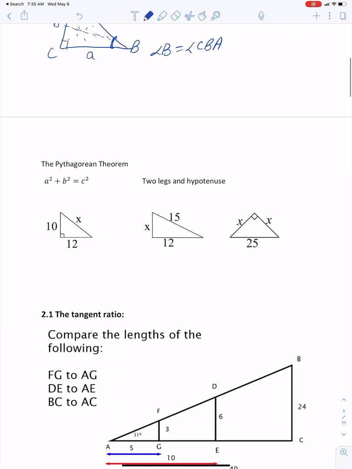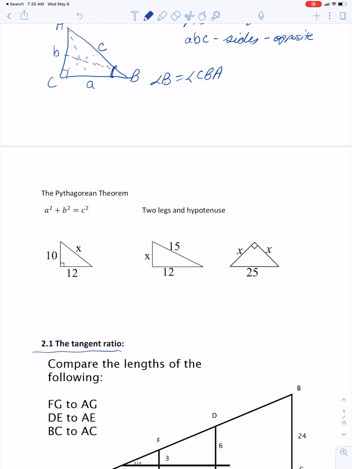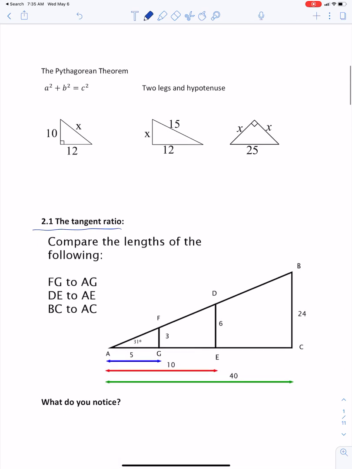All right, so before we start on to the tangent ratio, I just have a couple of Pythagoras questions that I'd like you to maybe pause the video here and give these a try.